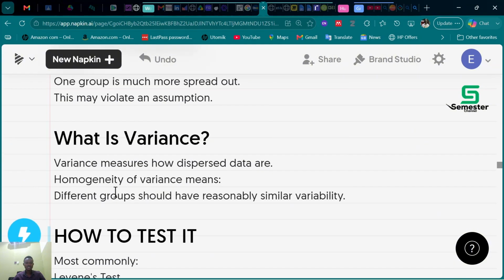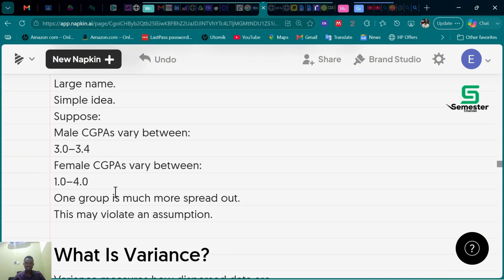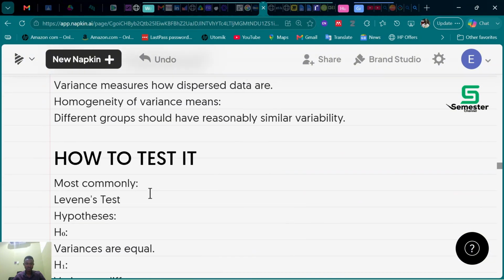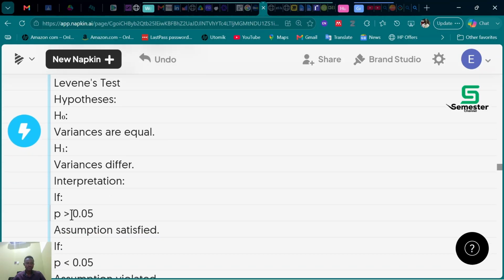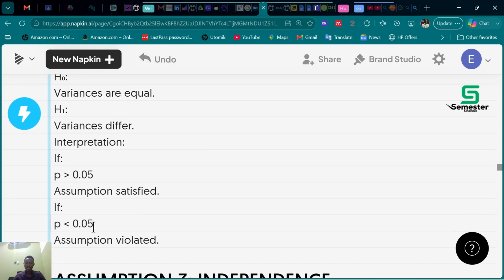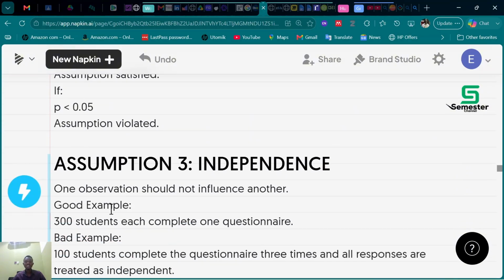Okay, now how to test for homogeneity? How to test for this? We have the Levene's test, okay? When you test it, if the p-value is greater than 0.05, it means that the assumption of homogeneity of variance is satisfied. Otherwise, it is violated.